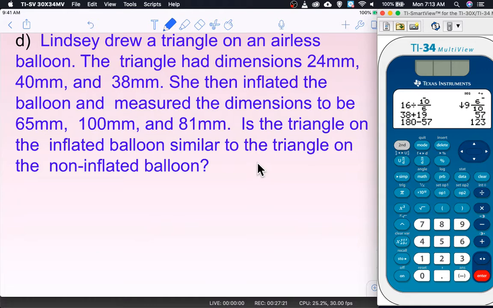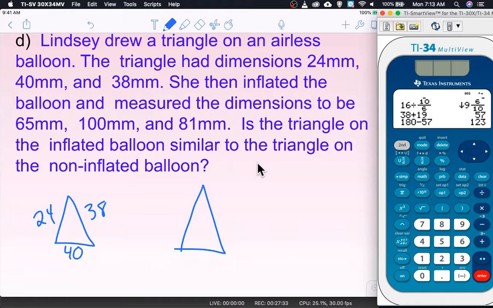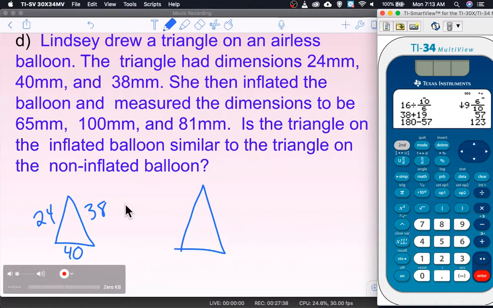So drawing a picture is definitely helpful for me. I'm a big fan of drawing pictures. So the first triangle had dimensions of 24, 38, and 40. Now when she inflates the balloon, I'm going to put the biggest number, the 100, in that spot. This side is the smallest number, 65. I'm going to put them where the smallest number goes, and then that number was the one in the middle, and I put them there. So drawing a picture helps that portion of the problem.